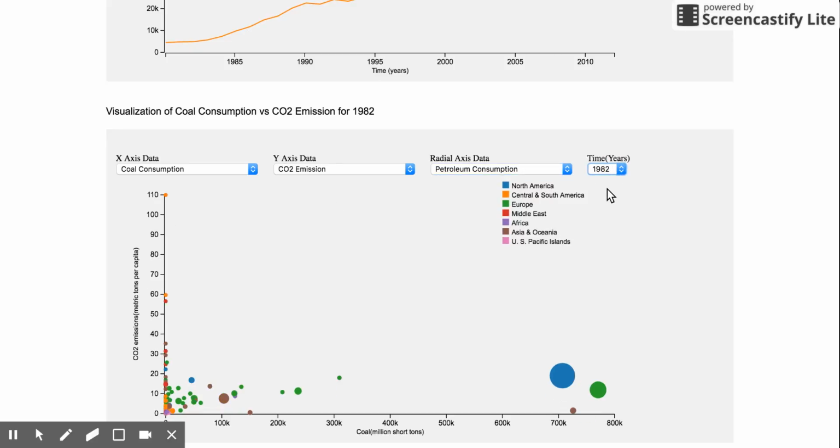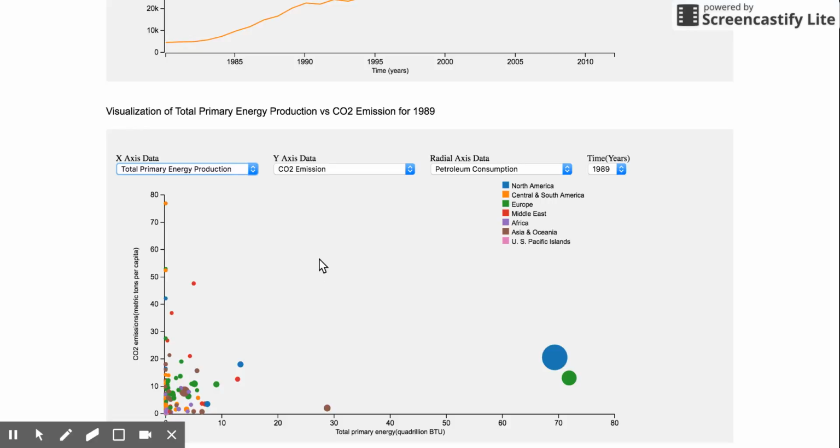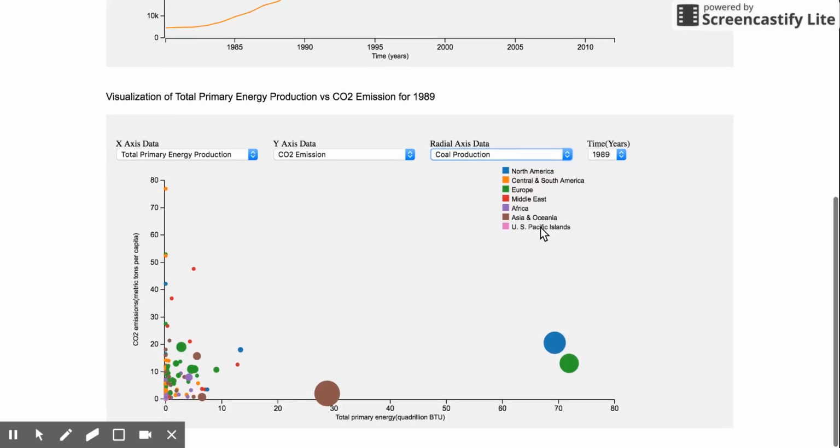You can choose a different year. We can see the trend. Similarly, if we see the total primary energy production, let's go for production, and the corresponding CO2 emission on the y-axis. On the x-axis we have energy production, and our radial axis shows the consumption. Or we can choose anything. We can see CO2 emission. No, not CO2 emission. Let's take coal production instead. So this is for 1989.